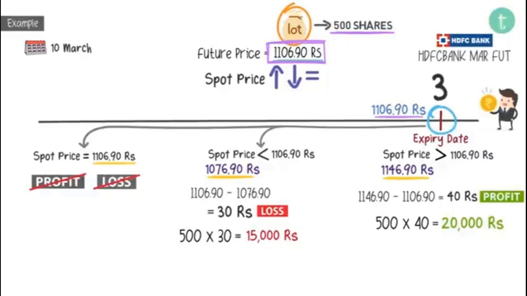Let us look at the third example. On the expiry date, the future price is 1146.9. So that means 1146.9 minus 1106.9, so there is an increase of rupees 40. So 40 into 500, 500 is the lot size, 20,000. So rupees 20,000 will be the profit. So when the futures price increases, the trader earns profit. When the future price decreases, the trader incurs a loss.